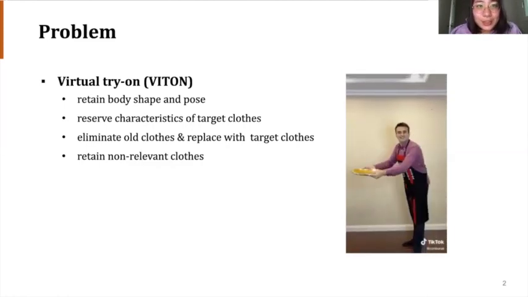As the video shows, our virtual try-on system needs to, firstly, retain body shape and pose naturally. Secondly, preserve characteristics of target clothes, for example, a pattern or logo on a t-shirt. And thirdly, eliminate old clothes and replace them with target clothes properly. And finally, retain non-relevant clothes. For example, if we target to change the t-shirt, the pants should remain without any change like in this video.